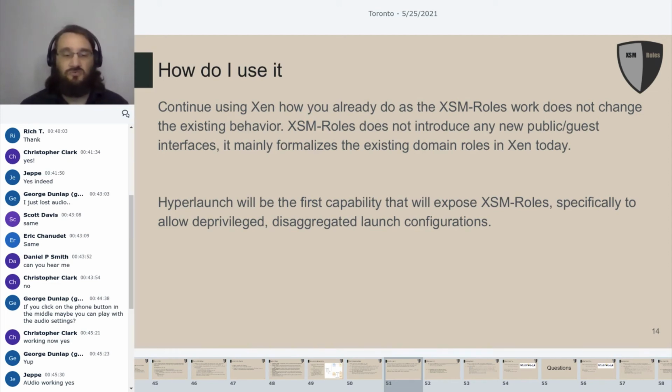So you don't need to do anything. The purpose of XSM roles was not to change the existing behavior. It was just meant to solidify the roles and formalize them within the Xen system today. When Hyperlaunch becomes available, Hyperlaunch will be able to have access and assign the domain roles as it's doing the construction phase. I didn't put it on here. It's one of the things, but that's in the future work. I'll say that for that slide.